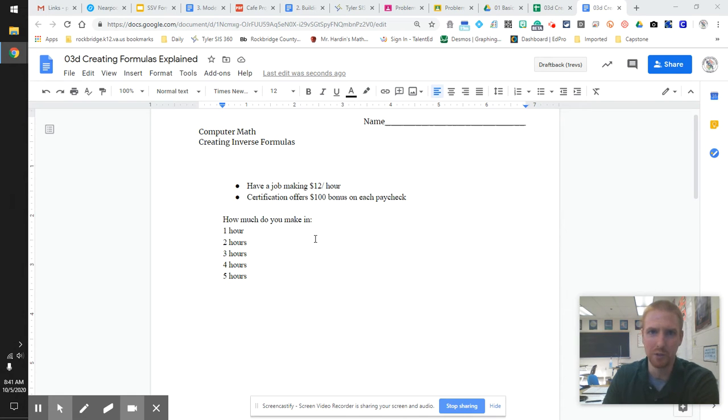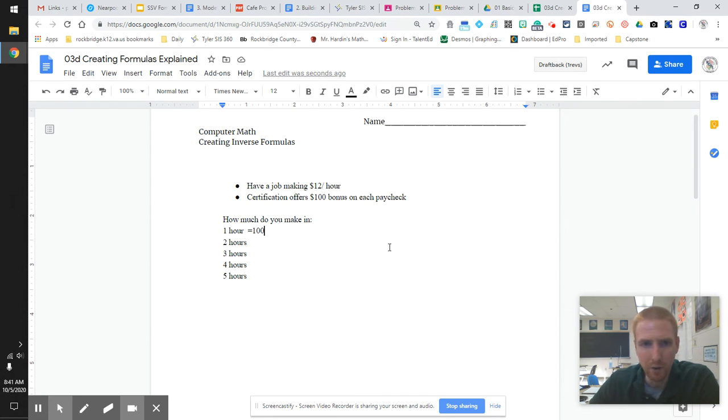So here are two situations that represent what you did on both of those assignments. In this one, you've got a job that makes $12 an hour, but there's this other little bonus. You get $100 per paycheck because of the certification that you hold. So let's run through and look at how much money you make for 1 hour, 2 hours, and so on. What I'm going to do is write out how I would put this in the calculator. I'll say equals because that's what we do in the spreadsheet, just to make it look like the spreadsheet.